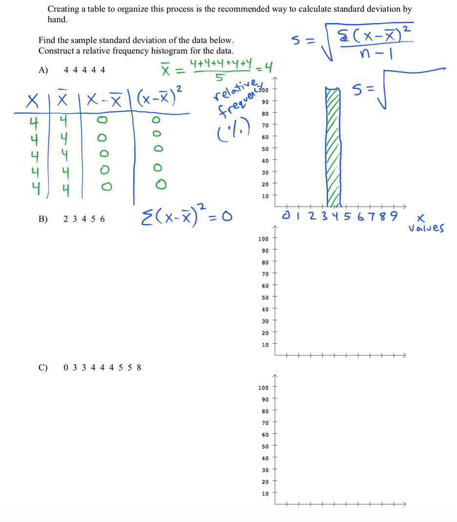I have to plug in place of the sigma x minus x bar squared. We have to put in what we got from the table. So put that on top. Then we have to do over n minus 1. So n here is the number of data pieces that were collected. So we can clearly see that n is 5. So let's plug that in.